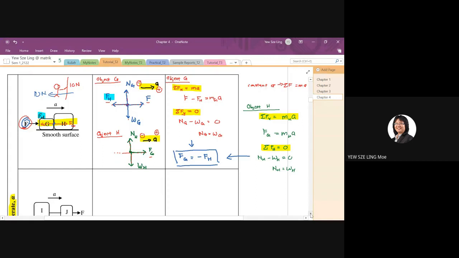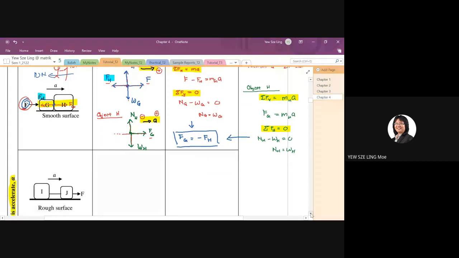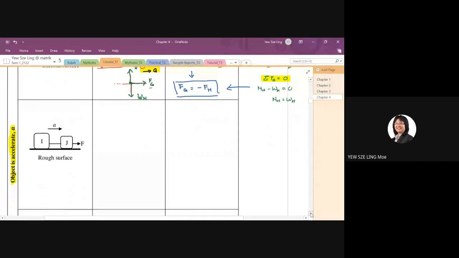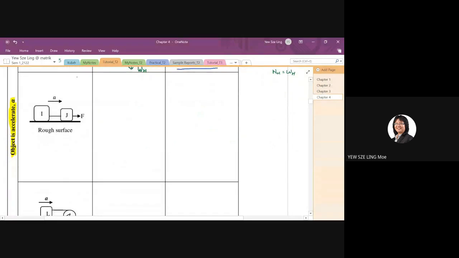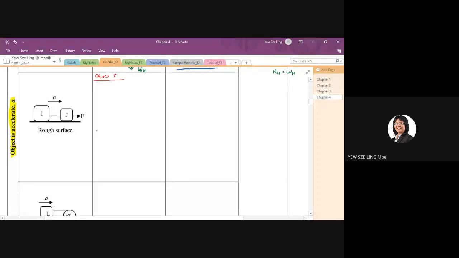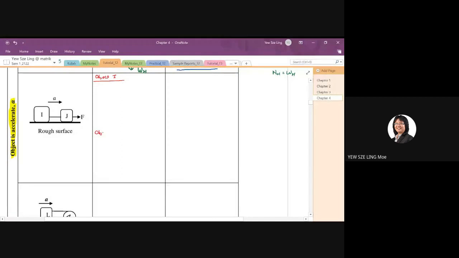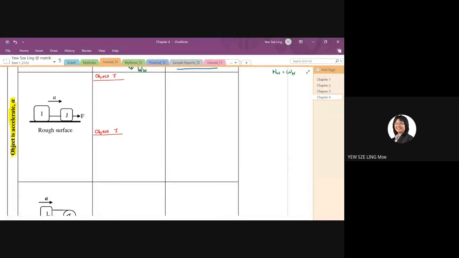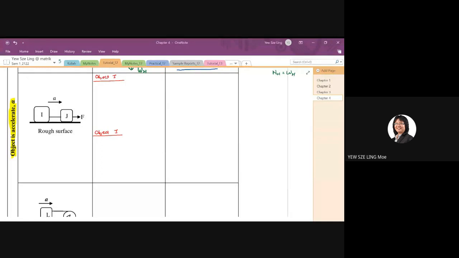All right, next. Question 8. Again, we have two objects, an object I and also an object J. So what are we going to do right now? Let's see the answer from your friends.